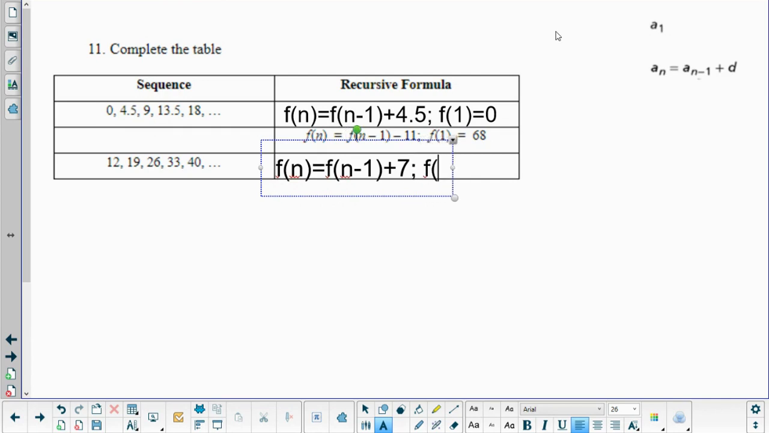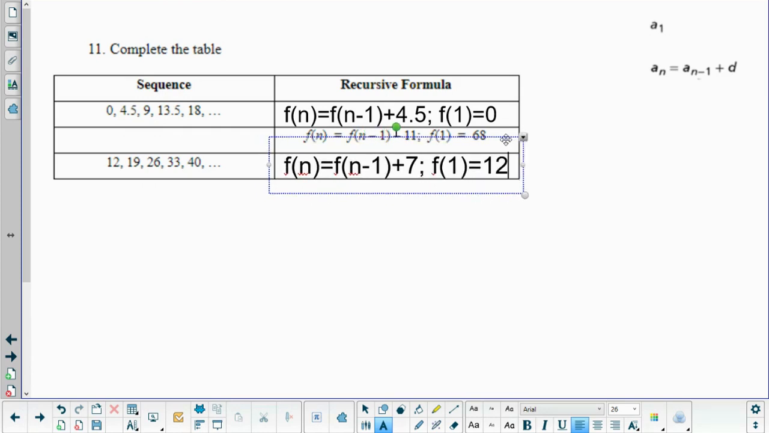All right, what is the first term in our sequence? Well, the first term in our sequence is 12. So I have to list that as part of it. And like I said, the order does not matter as long as you have both pieces for recursive. Now, for the second one, this one gives us the equation and we have to write the sequence. Well, looking at this, I can tell that my first term of the sequence is 68. So I'm going to start there.